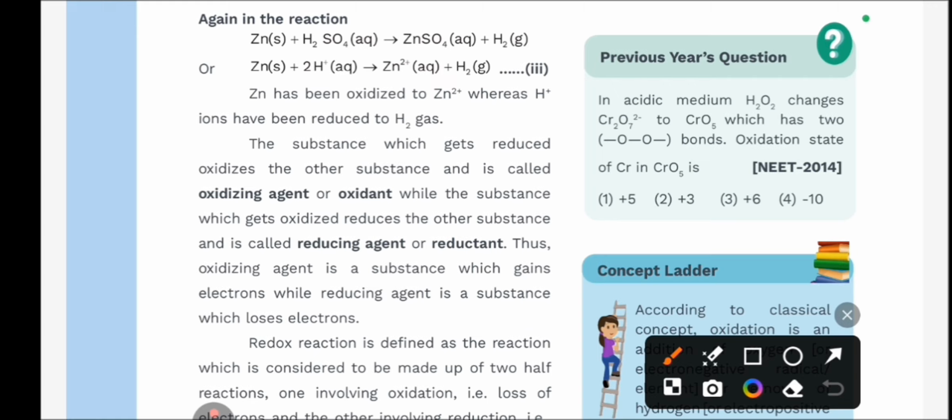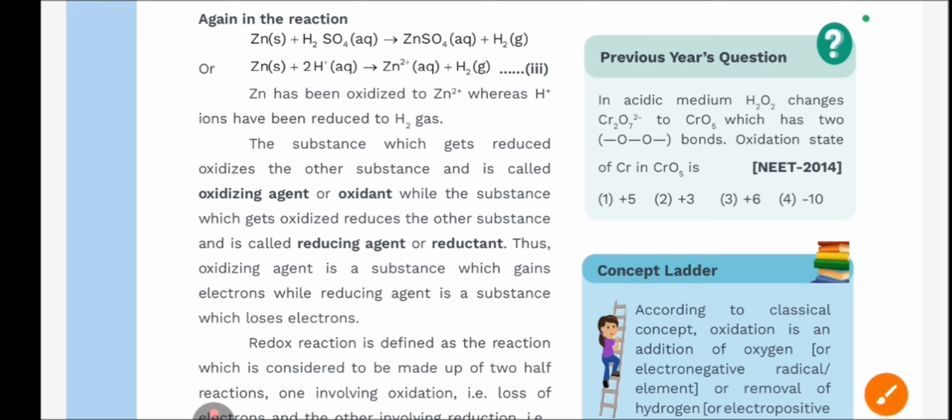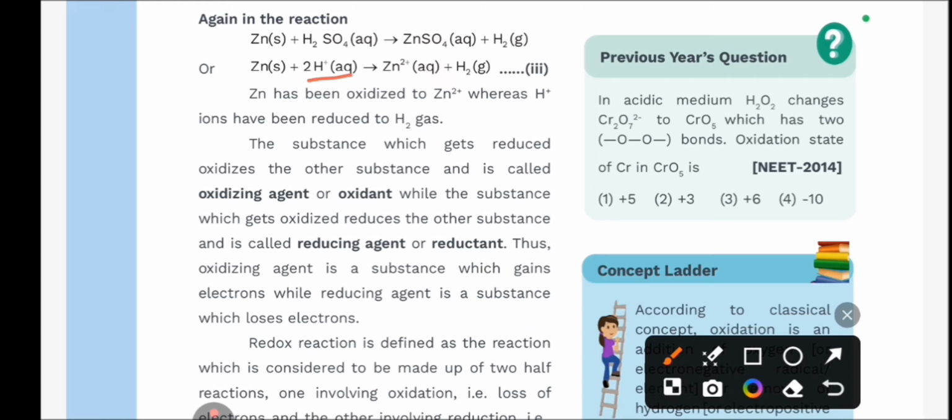So now you can see zinc reacting with sulfuric acid gives zinc sulfate. Zinc carries zero charge; here it is carrying a +2 charge. So again the charge is increasing, then definitely oxidation takes place. Here zinc has been oxidized to zinc 2+ ion. But H2SO4 is going to convert into hydrogen gas. In H2SO4, hydrogen carries a positive charge; in hydrogen gas, it carries 0 charge. Here the charge is reducing, so reduction takes place.